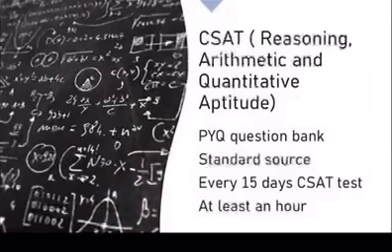Second, you need to have one standard source of CSAT. So you can purchase a book from any resource, or you can have a CSAT book from any institute which is there in the market. So you can have Arihant publication, or you can have R.S. Agrawal quantitative aptitude, or any other publication book, but one standard CSAT book you need to have, or I would say a quantitative aptitude book you need to have.